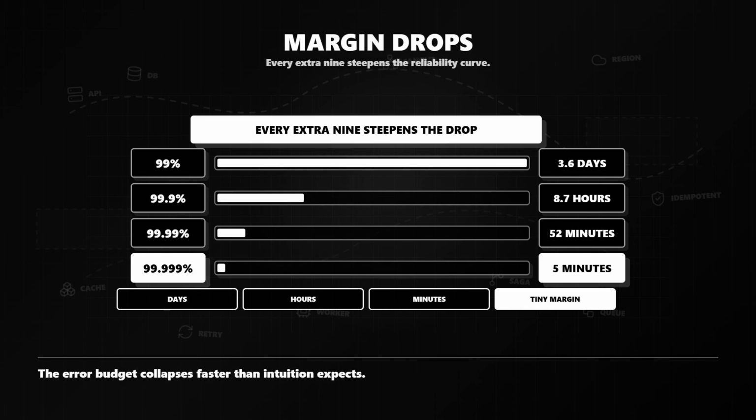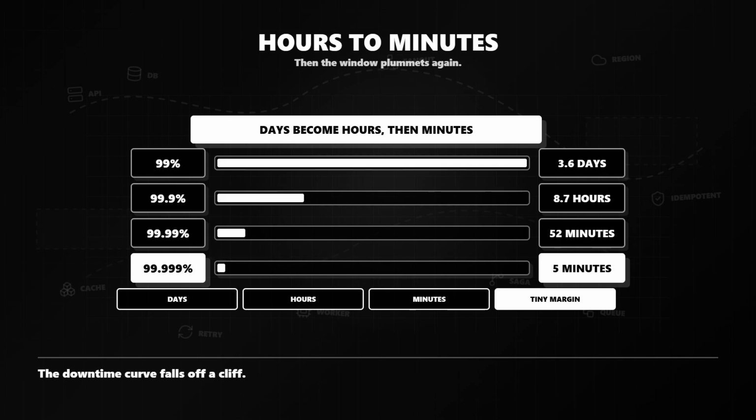Now, what's really wild here is how incredibly steep the margin for error drops off with every single additional 9. Just look at that collapse. We are literally going from measuring our downtime in entire days, dropping sharply down to hours, and then almost instantly plummeting down to just minutes. It's like falling off a cliff.